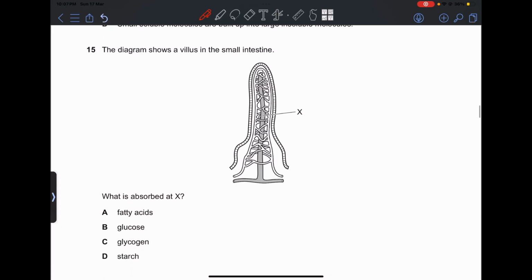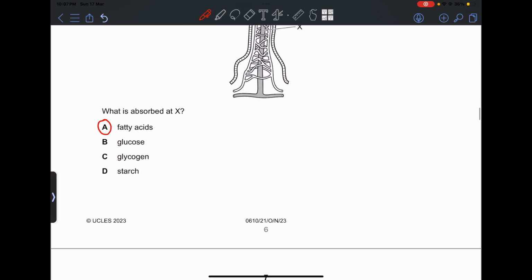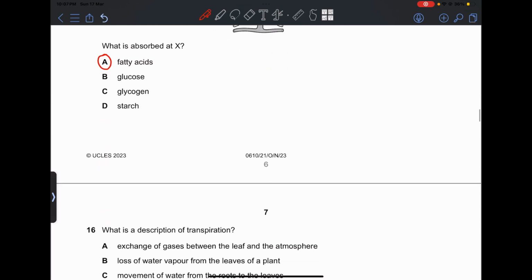15. The diagram shows a villus in the small intestine. What is absorbed at X? This is actually fatty acids. We all know that this is actually part of the fat emulsification. These are actually the lacteals as well.